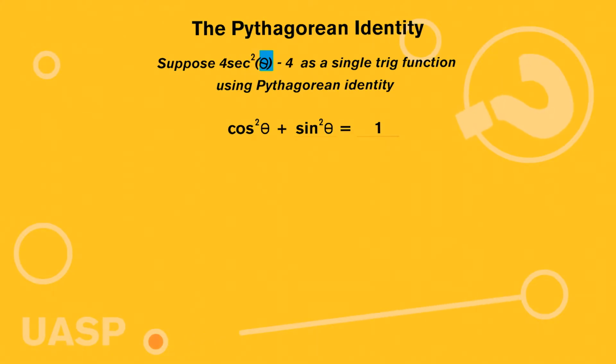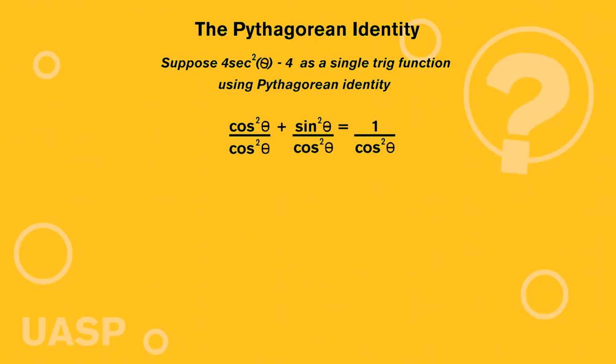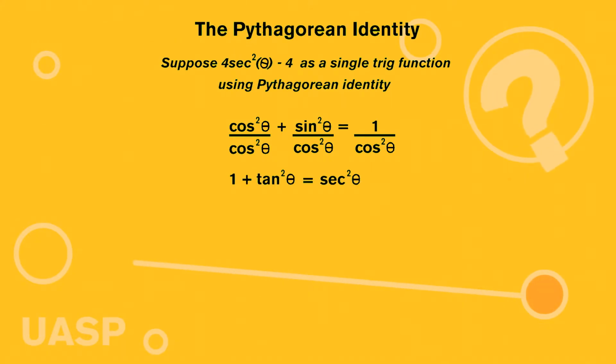secant squared theta. The best way to do this, especially with them giving us the hint of using the Pythagorean identity, is to divide this all by cosine squared theta, because 1 over cosine squared theta is secant squared. So cosine squared theta over cosine squared theta gets us 1, plus sine squared theta over cosine squared theta is tangent squared theta, and that equals our secant squared theta.